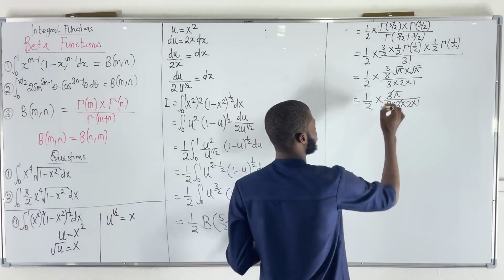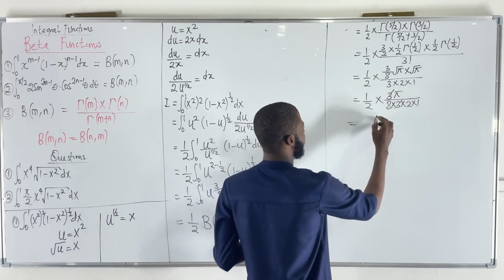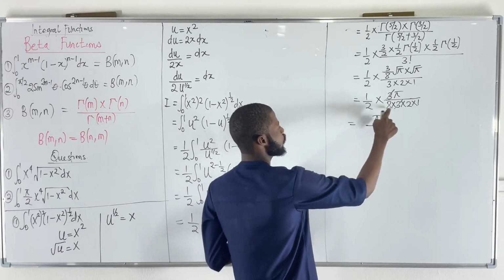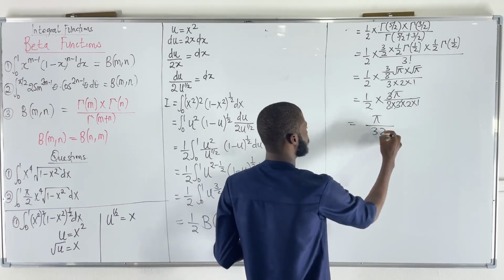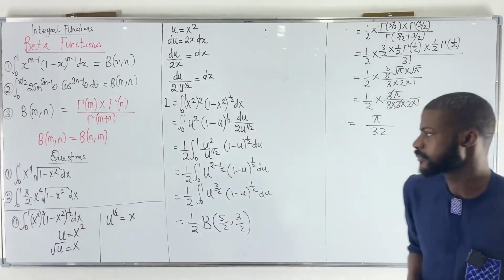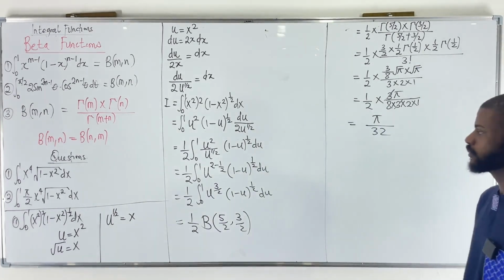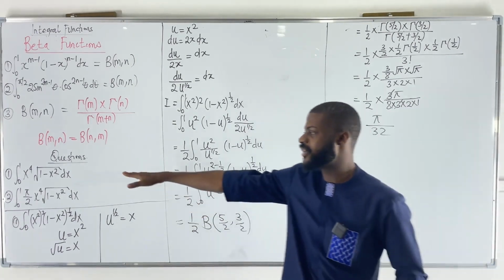Now the 3 we cancel out. So what's going to be left? This is pi over 2 times 8 is 16. 16 times 2 is 32. So that's pi over 32. Yeah, that's pi over 32. So that's what we have as the answer to the first integral.